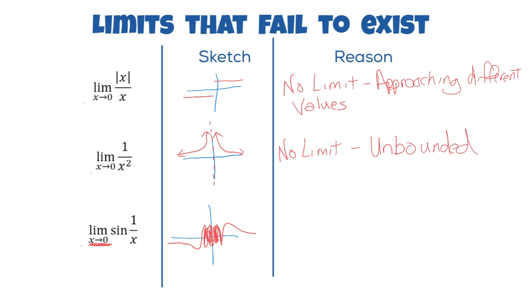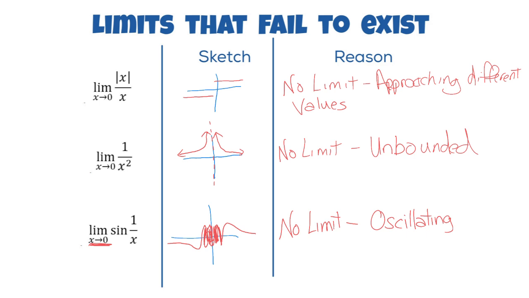It's not getting better, it's getting worse. Okay, that is a no limit. And that is what we call an oscillating function. It is flip-flopping up and down, up and down, up and down. The deeper you go, the more it's happening. And so it is not approaching a single value. So that's why I have to say that there's no limit, because it's an oscillating function.